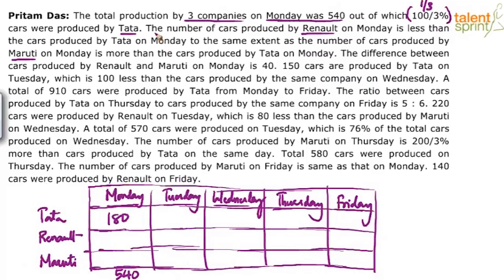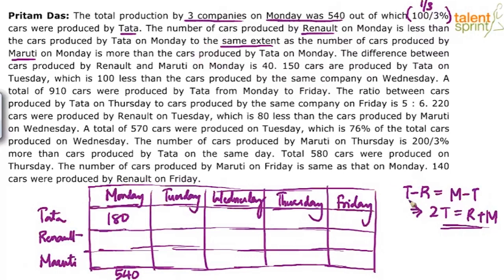Now the next point says that the number of cars produced by Renault on Monday is less than the cars produced by Tata on Monday. So Tata minus Renault on Monday is to the same extent as the number of cars produced by Maruti on Monday is more than Tata. So Maruti minus Tata. But this doesn't give us any information, because if you move T to the other side, 2 times Tata equals Renault plus Maruti. It is obvious that if Tata has produced 1/3, Renault and Maruti together will produce 2/3.